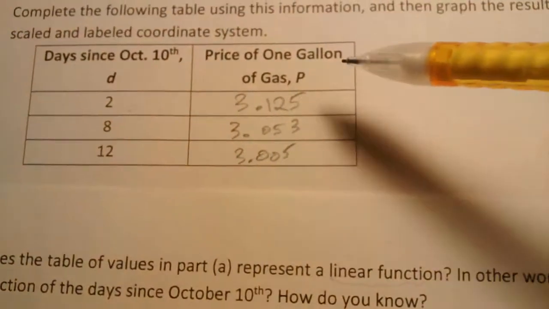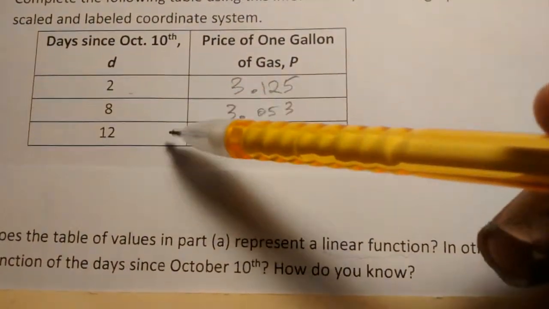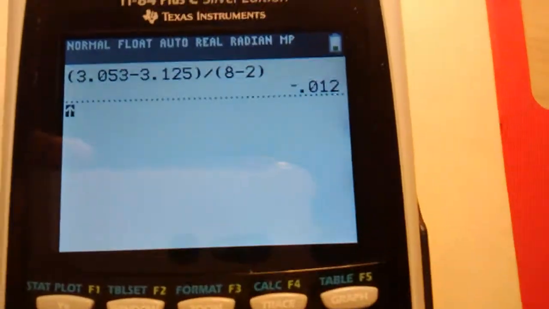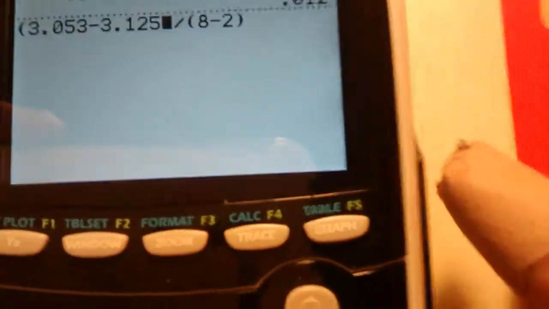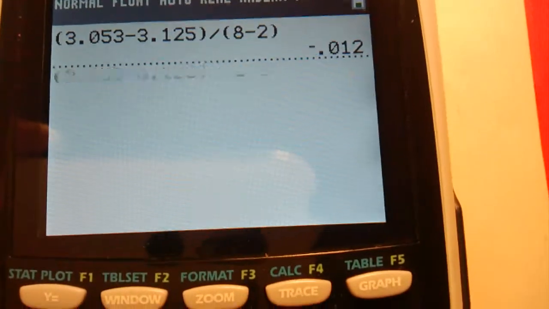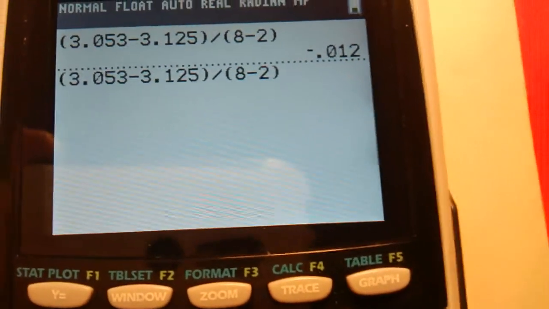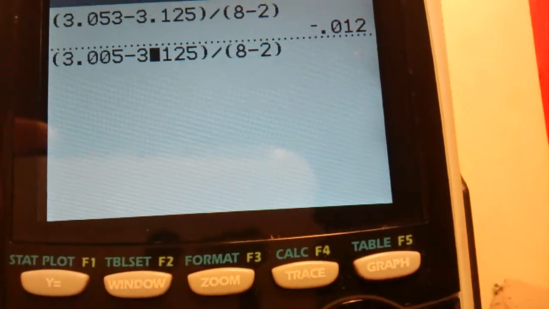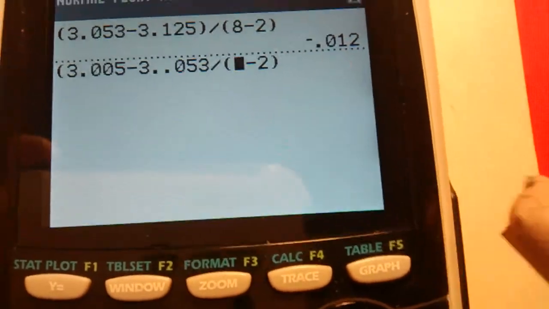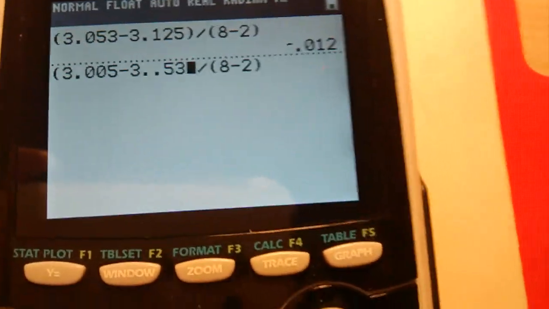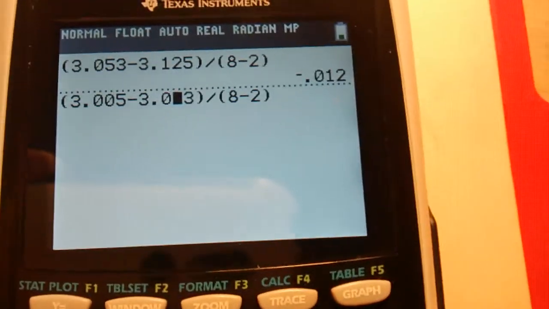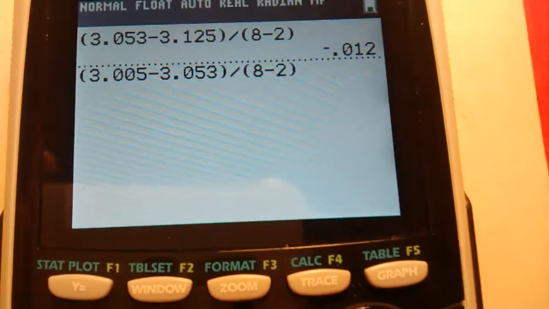Let's do the second pair. So that was from 2 to 8. Let's do from 8 to 12. So the difference of those divided by the difference of those. I'm hitting second enter, so I can go back and manipulate. 0.053 subtract 0.053. I can't hit the O. There's the O. Okay, 12 minus 8 there for the inputs.